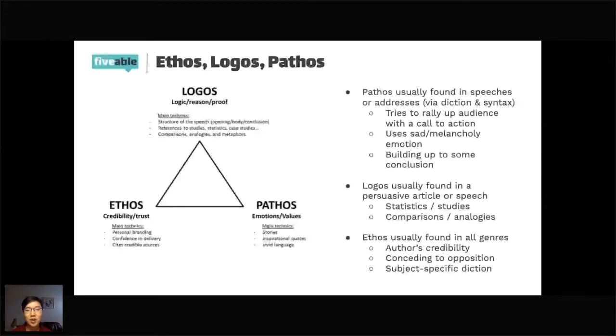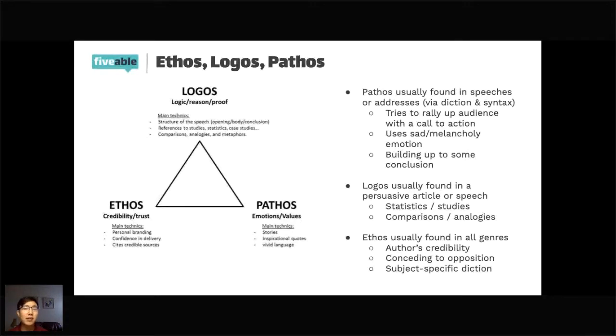So pathos, or the appeal to emotion, is usually found in speeches or addresses. If you've done a rhetorical analysis practice, you've probably seen JFK, Ronald Reagan, George W. Bush, Barack Obama, these presidents or key historical leaders like Martin Luther King or Florence Kelley. These key historical figures oftentimes utilize pathos because they're trying to rally the audience with a call to action, or they're trying to make people angry or passionate or something of that sort. That's really what pathos is all about.